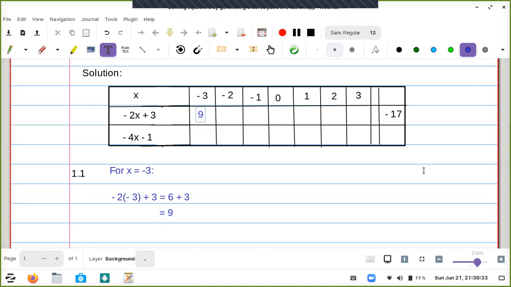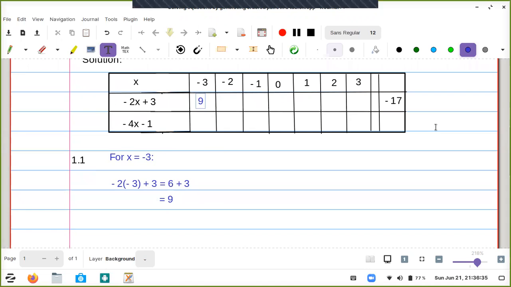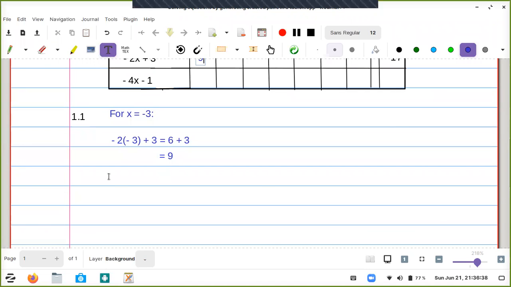Then we move on to the second one. That's for x equals negative 2. For x equals negative 2, what is going to be our answer from the first expression? That's negative 2.